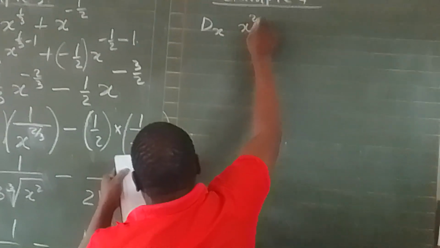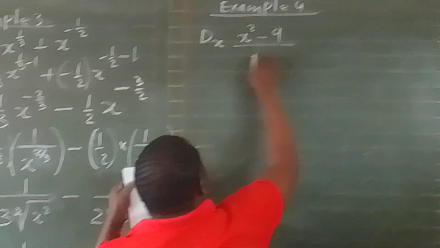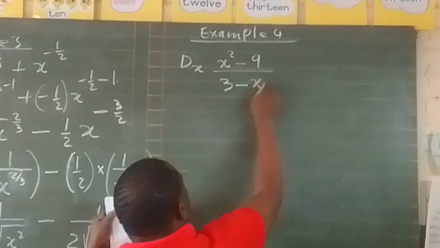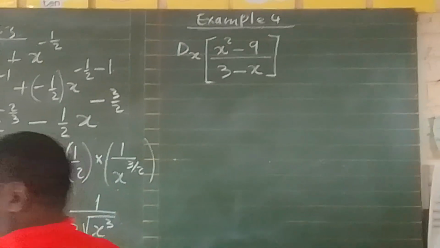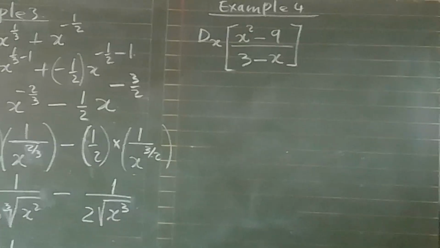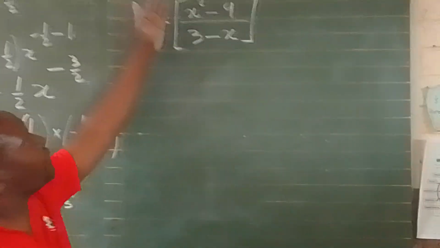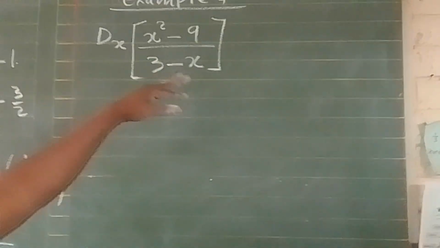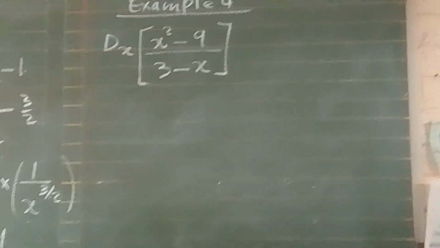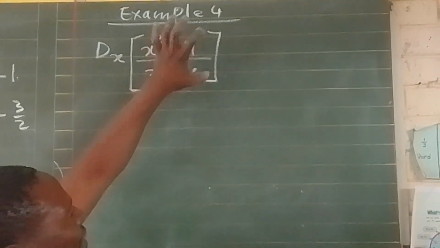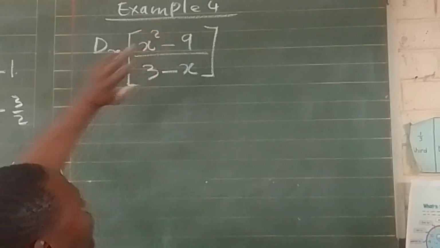x squared minus 9 over 3 minus x. You will be given something like this. They say d by dx of the expression x squared minus 9 over 3 minus x, all inside the bracket. Do not panic, just deal with this guy. Remember the practice that we had. This is a difference of 2 squares.